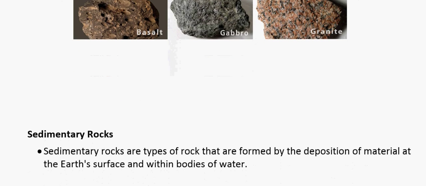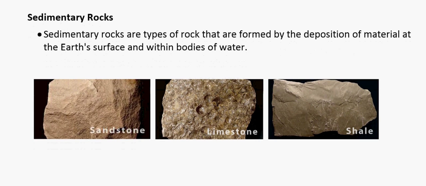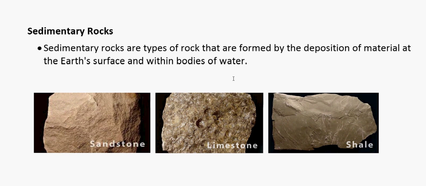Then we'll talk about the other type of rock, that category is sedimentary rocks. Sedimentary rocks are the type of rocks that are formed by the deposition of material at the earth's surface and within bodies of water. The materials get deposited on the earth's surface, and because of that, the kind of rock that is formed is known as sedimentary rock.